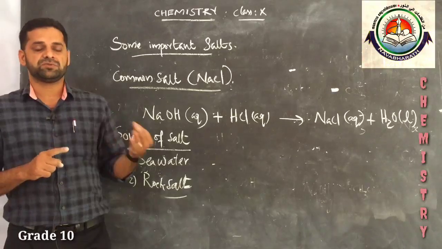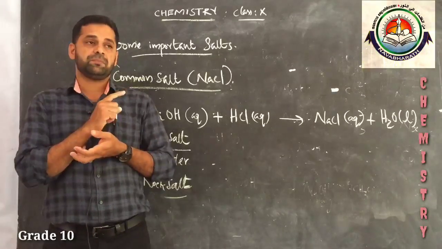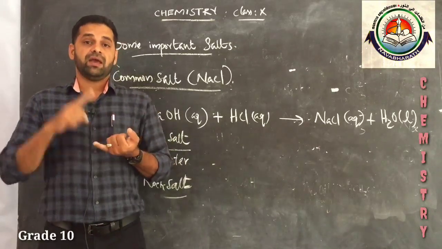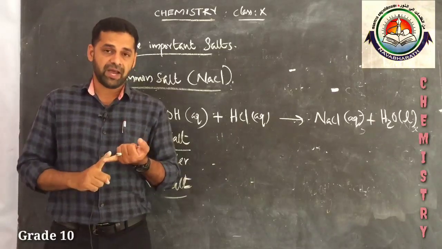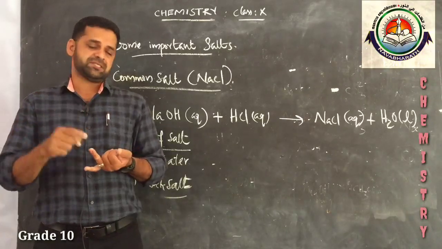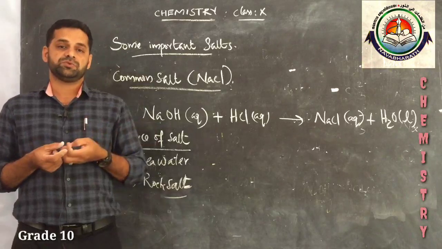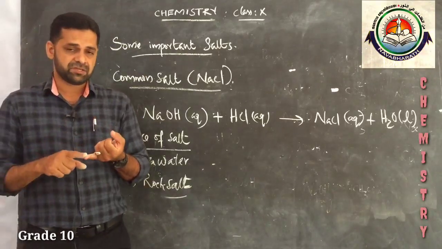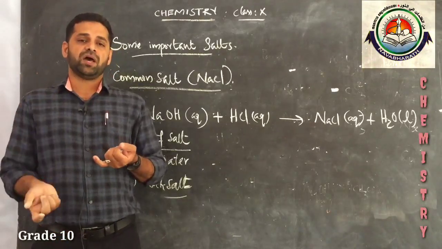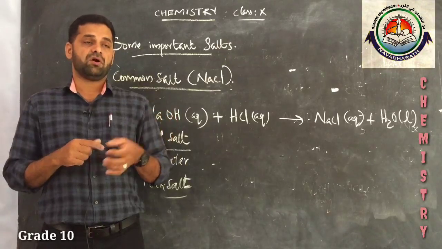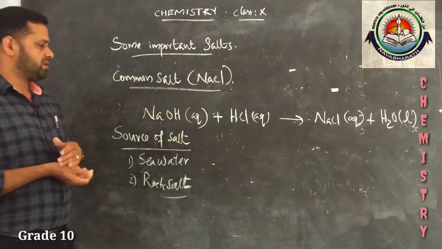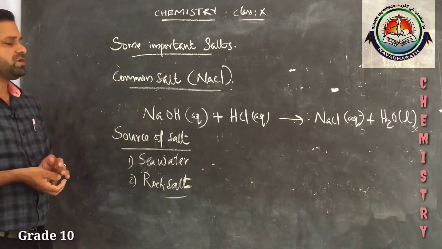And then it is used in the preparation of many substances, like the large scale manufacture of chlorine, hydrogen and hydrogen chloride, washing soda, soda lime, etc. In all these cases we are using sodium chloride. So, these are about the common salt. This is the laboratory preparation of common salt.